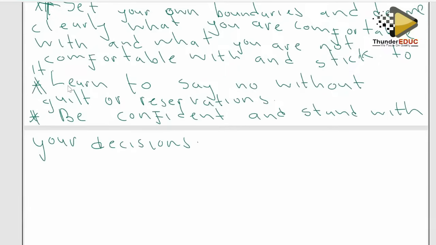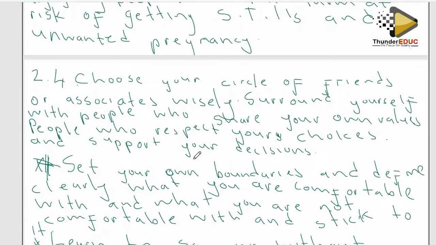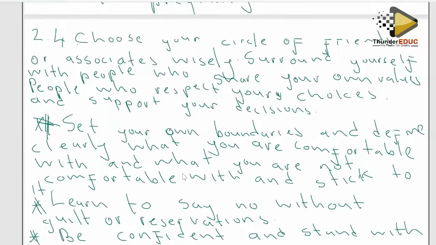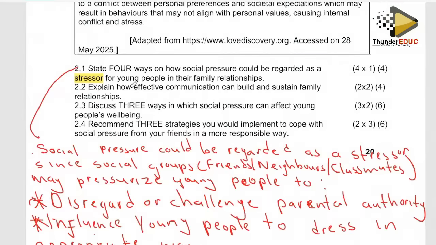So all these points you can include for this particular one. Choose your circle of friends or associates wisely, then set your own boundaries, learn to say no without guilt. Then finally, be confident and stand with your decision. Then you must constantly remind yourself of your personal values and goals. Those are additional points which you can also include for such a question.